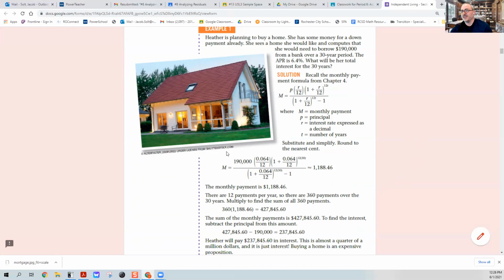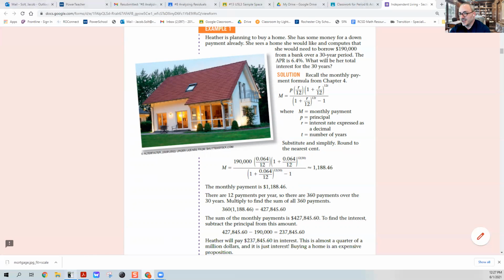Here's the monthly payment formula for Heather and her situation. Her monthly payment is going to equal $190,000. That's the P, the principal, right? She's borrowing $190,000. She's going to multiply that by the interest rate, which is 6.4%, expressed as a decimal, divided by 12, times the expression 1 plus the interest rate expressed as a decimal divided by 12, raised to the power of 12 times 30. It's a 30-year mortgage, so it's 12 times 30, divided by the expression 1 plus the interest rate expressed as a decimal divided by 12, raised to the power of 12 times 30, minus 1.